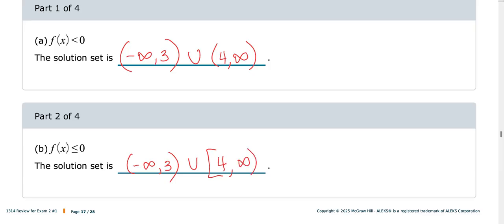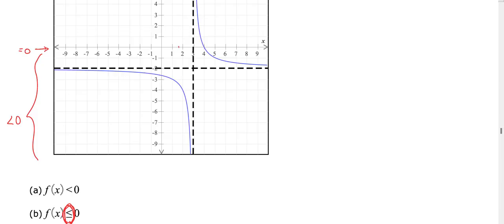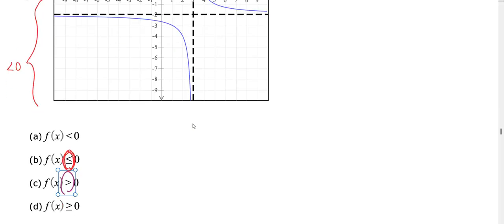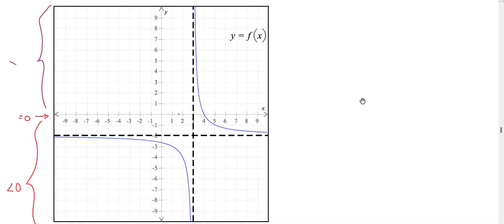Okay, now I'm going to erase the stuff on my graph. All right, now for the next part. It wants to know where is it greater than 0. I've got to put an open circle at the asymptote and at the 0. Now, where is it above the x-axis? Where is it greater than 0? Well, that's this part of the graph, and that only occurs here between 3 and 4. So my answer for part C is just 3 to 4.